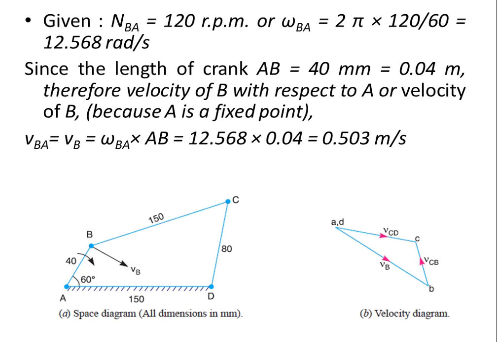It will intersect with the distance from D to C. So D to C is 80. From here there is one arc, and the intersection point that you get is nothing but point C. So you will be getting ABCD. You should get this type of space diagram.